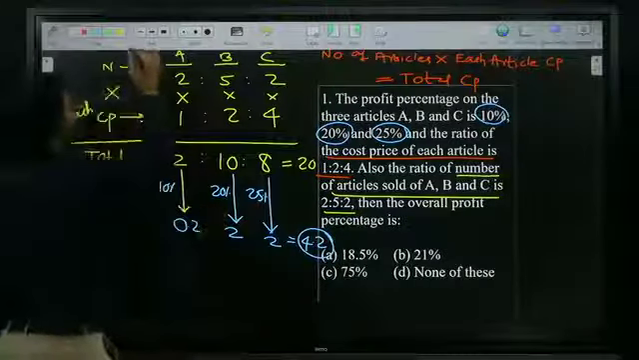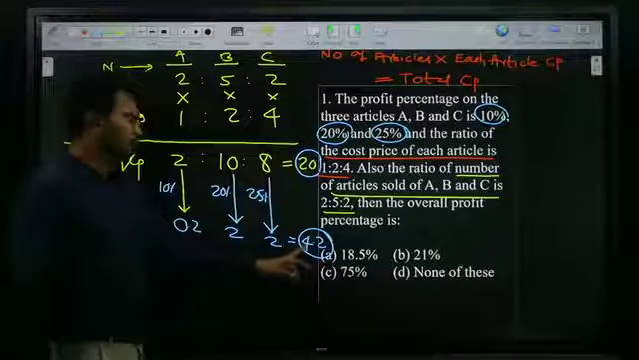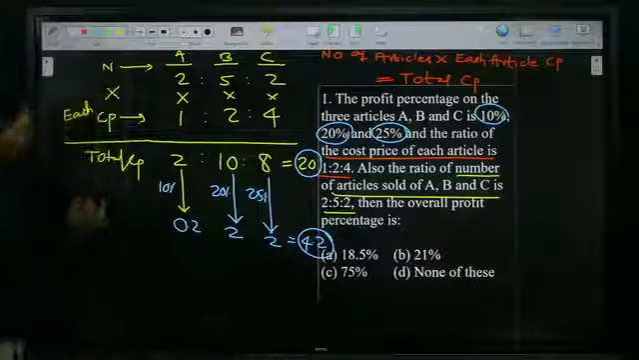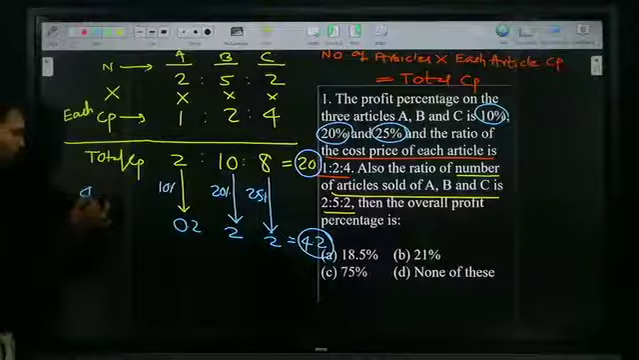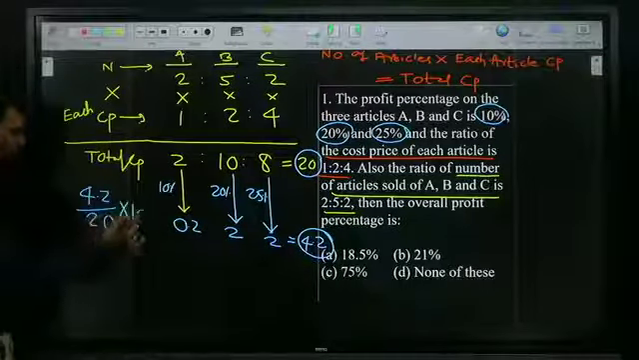So here total cost price is 20 and total profit is 4.2. Now I need the overall profit ratio. 4.2 is how much percentage of 20?